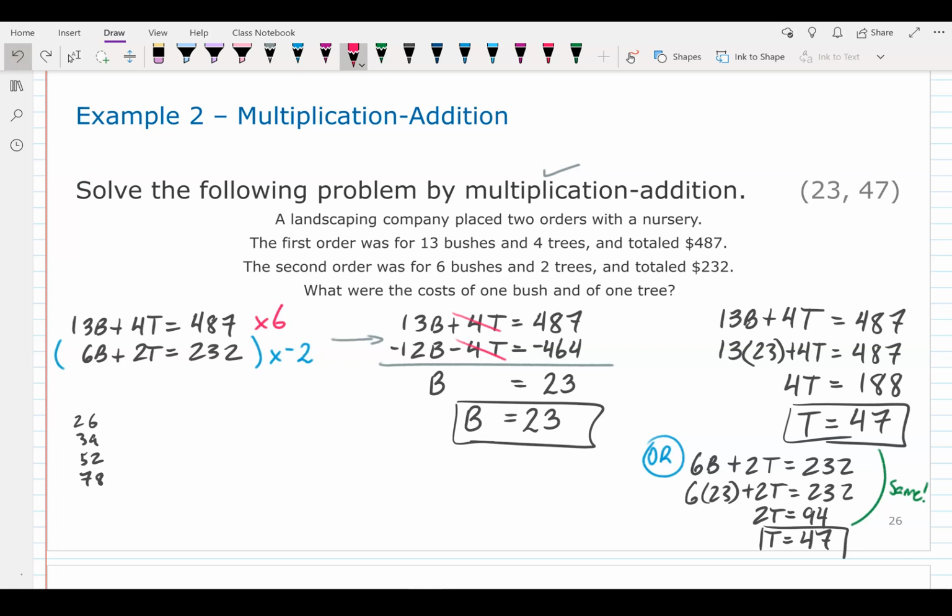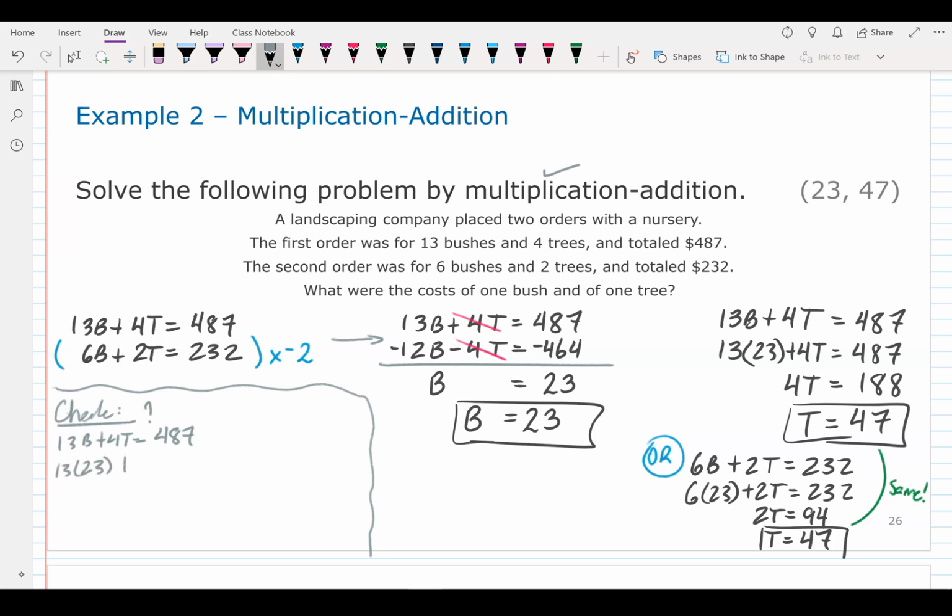So go back and try to make sense of why I chose the numbers that I did, and I think you'll be okay. The last thing to do would be the check. So for example, I'll check my final answer over here in this dream sequence. I'm just going to take the first equation, 13b plus 4t equals 487. We're trying to figure out if 13 times 23 plus 4 times 47 actually equals 487. And it is indeed 487 if you check that on the calculator.